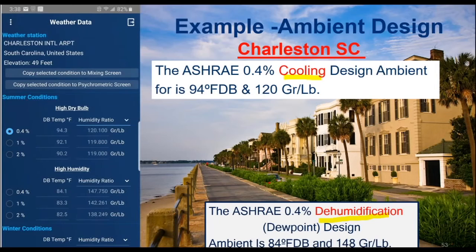So the high dry bulb or the cooling design condition, 0.4% of the time, it is going to be better than this, 94.3 degrees, 120 grains. If we look at the dehumidification or the high humidity condition, 0.4%, notice that the dry bulb temperature is lower, 84. It's 10 degrees lower, but look at the water. It's going up now to 147 grains per pound. So two good conditions, 94, 120, 84, 147.